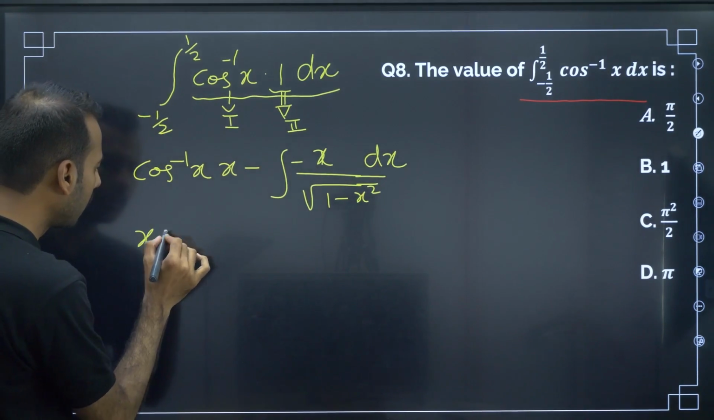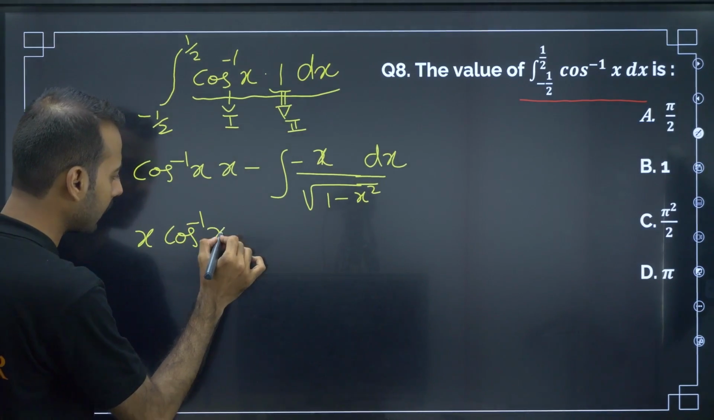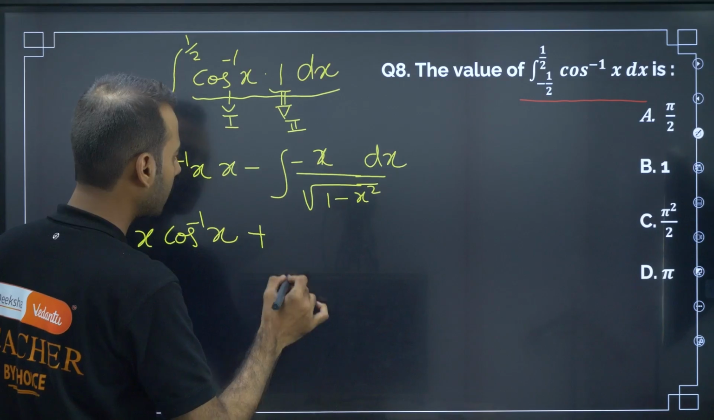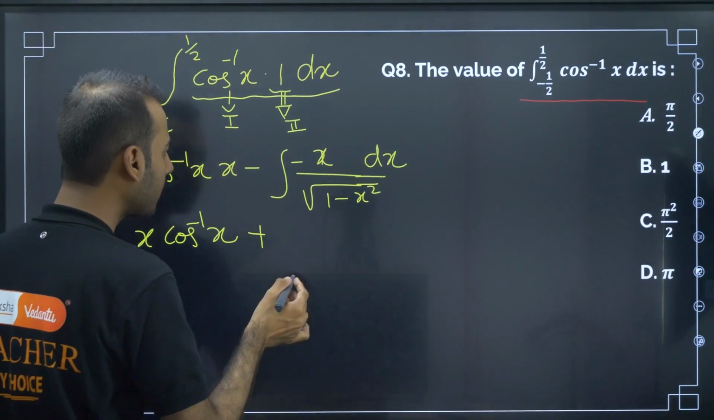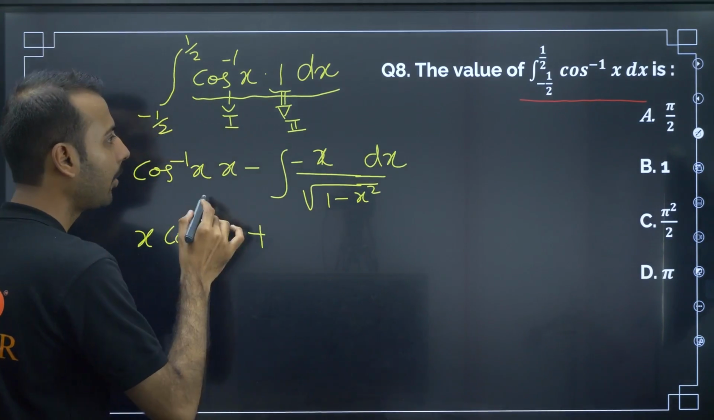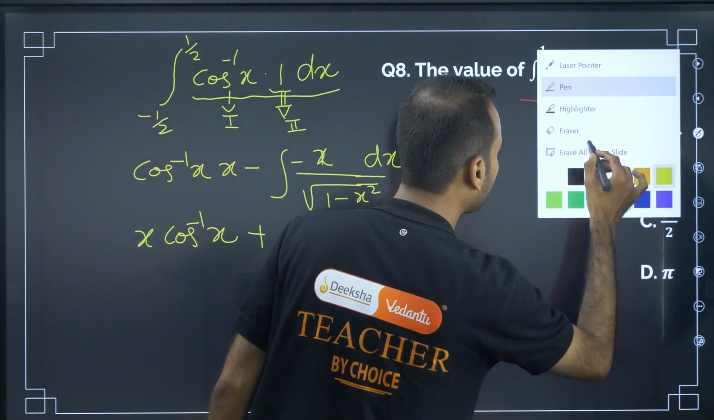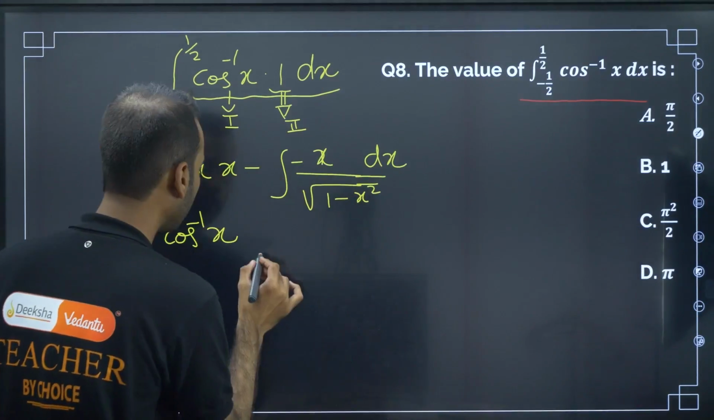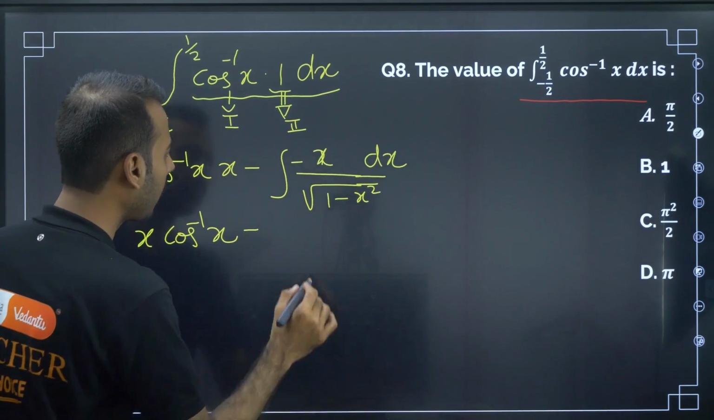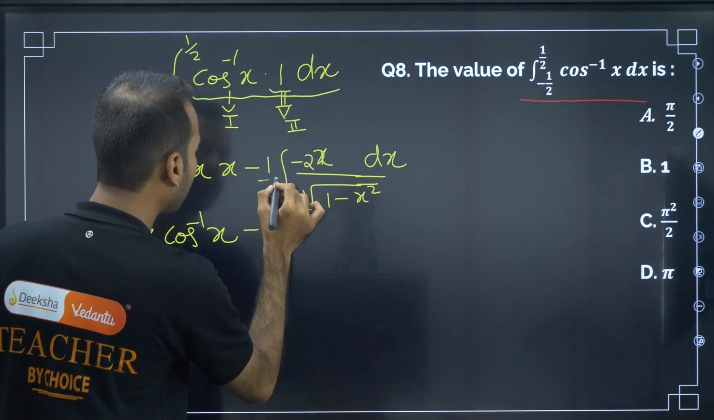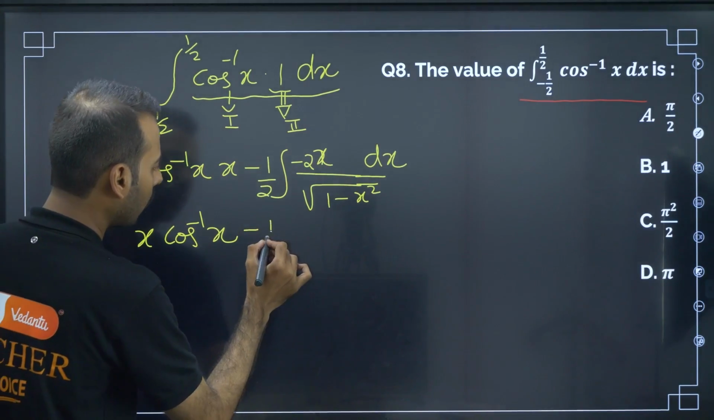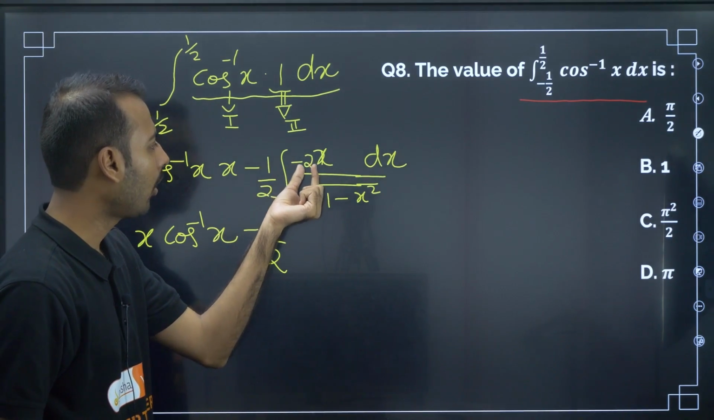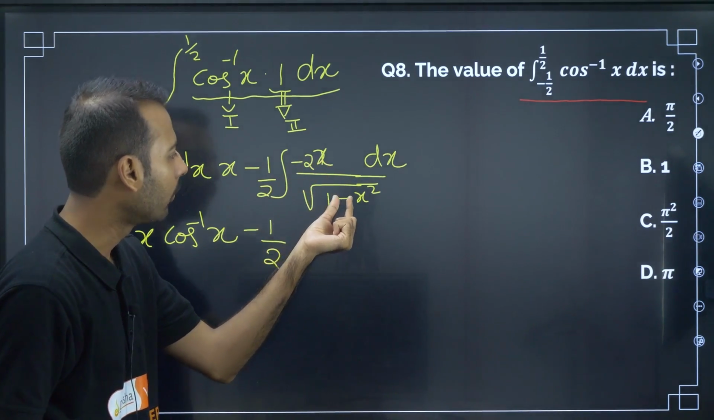Next, x cos inverse x I am keeping as it is, x cos inverse x. Minus, minus this becomes plus, or let it be minus only. Let me place a 2 here and divide it by 2, so 1 by 2. Now you observe this integral of f dash of x by root of f of x.